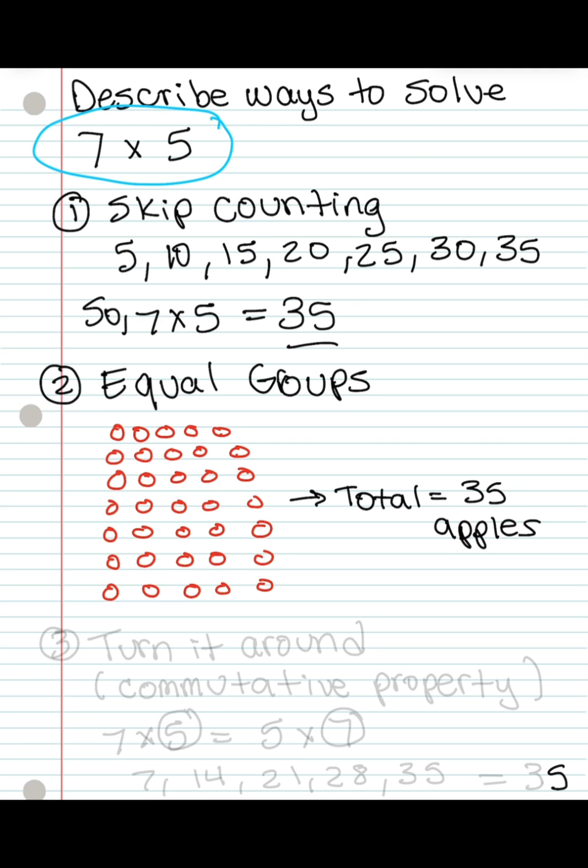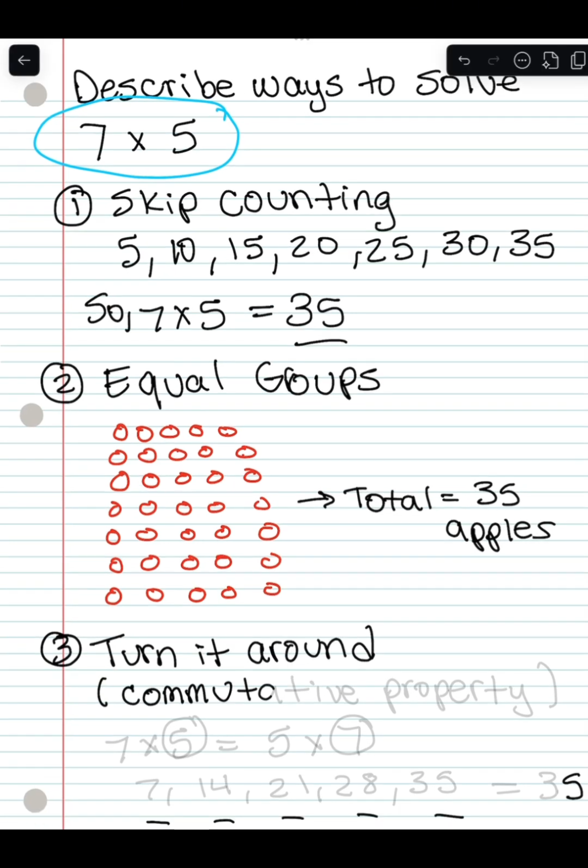The third way, you could say turn it around, which is also called in math the commutative property. And all that means, that's a fancy word in mathematics, that just means you can flip the order of addition or multiplication and it's the same exact thing. It's the same exact answer. So 7 times 5 equals 5 times 7.